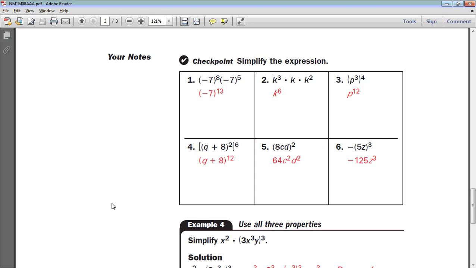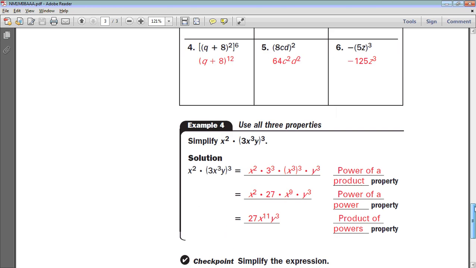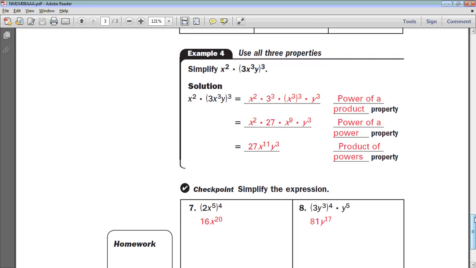So let's look at the next example. Now, we're going to use all these properties to start simplifying stuff. The first thing I have to do for this one, since the bases are not the same, this one has an x, and this base is a 3xy, I have to first distribute this 3. That's what they did. They said, okay, here's x squared, but then let's say we have 3 cubed times x cubed cubed times y cubed. Here's the part that's difficult to see.